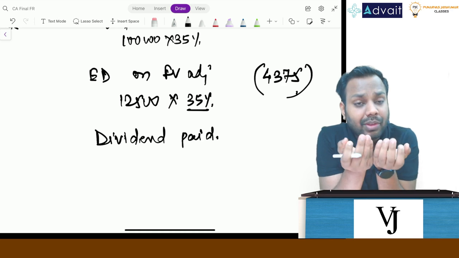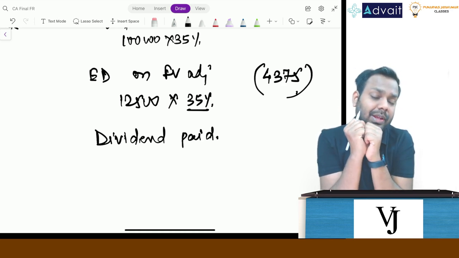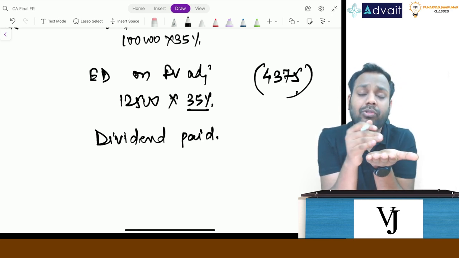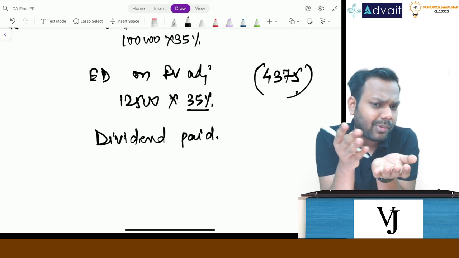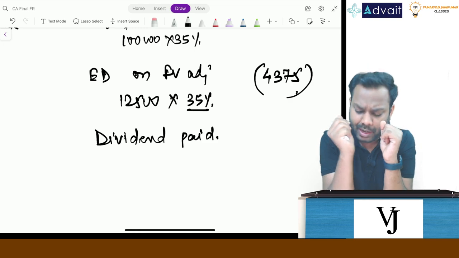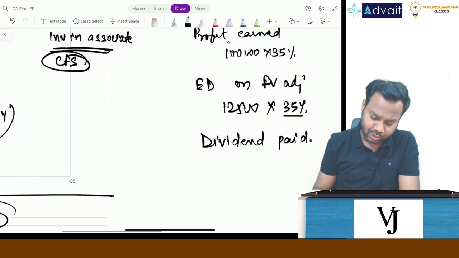But if I have actually received something, let's suppose I am supposed to receive 10 rupees and now I receive 2 rupees, so will I still show a receivable of 10 rupees? No, I will reduce it to 8 rupees, right? So that's what I'm doing. I'm reducing what I've actually received.